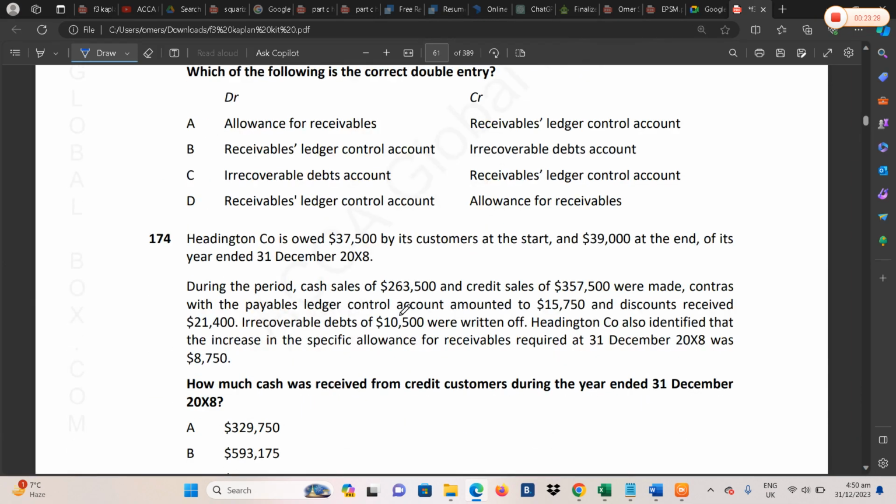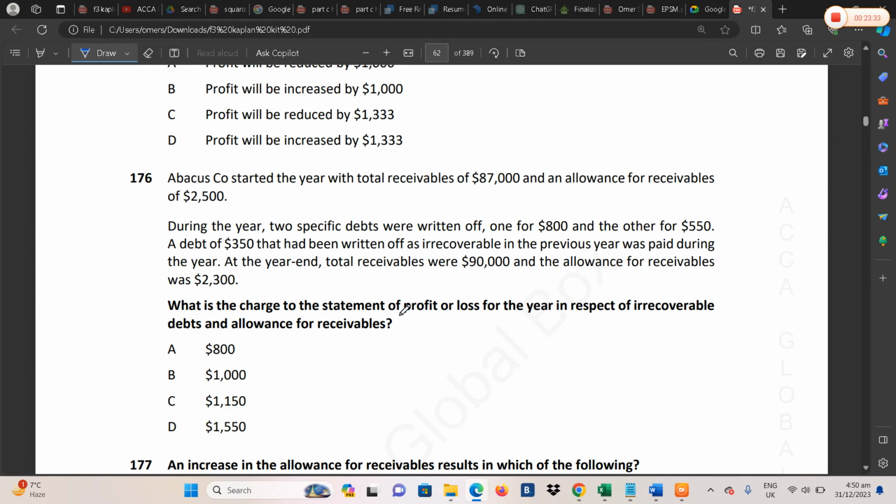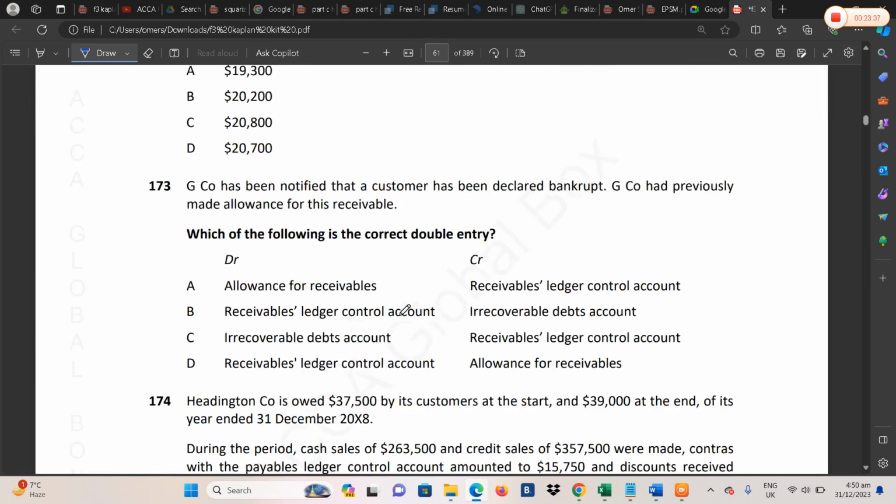Now we move on to the next question. Let's solve 3 more questions. Okay, so question number 173 is a simple one. They are asking you the double entry. So G company has been notified that a customer has been declared bankrupt. G company had previously made an allowance for this receivable. Which of the following is the correct double entry?